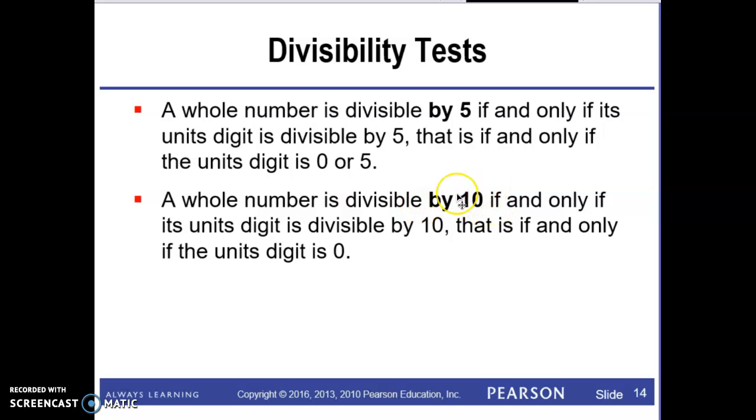Okay, so how about 10? Well, 10 is a multiple of 5, so it makes sense that only some of these numbers would be divisible by 10. And it turns out the ones that are divisible by 10 are the ones that have the 0. All the ones that end in a 5 are divisible by 5, but not 10. 10 is only some of these.